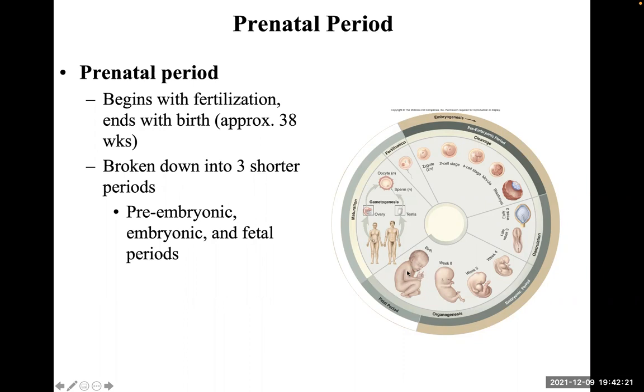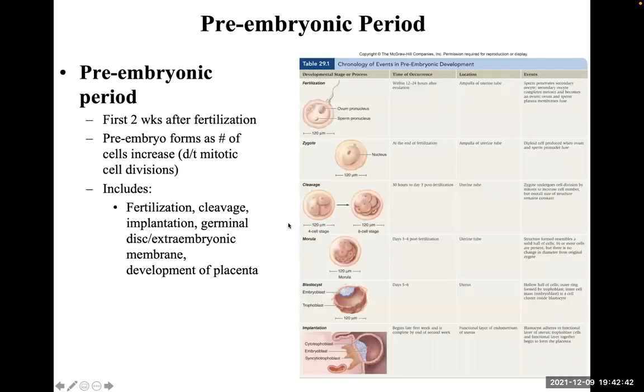And there are some very specific events that allow you to tell which phase you're in when it comes to development. The prenatal period is just a blanket term to describe all of the changes that occur starting from fertilization through delivery of the fetus. And so we're going to talk about the events that occur in each one of these, right? So fertilization, we've talked about.